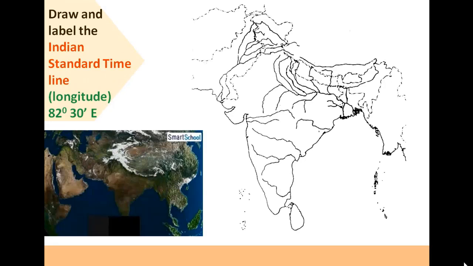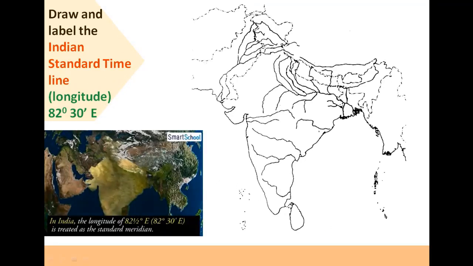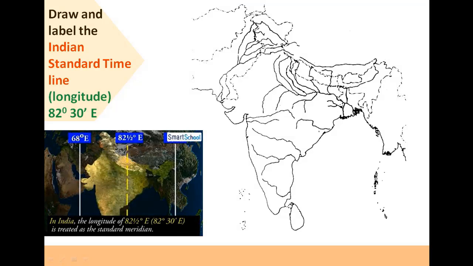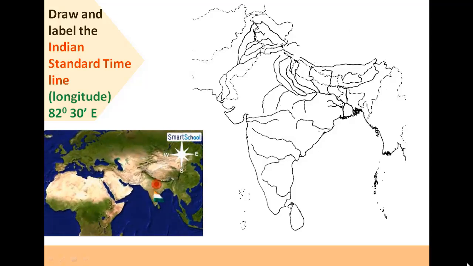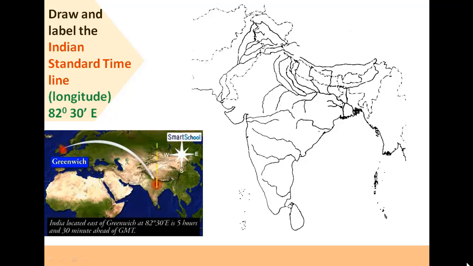Before you draw this line on the map of India, we'll watch a small video clip to understand what IST is. In India, the longitude of 82 degrees 30 minutes east is treated as the standard meridian. The local time at this meridian is taken as the standard time for the whole country. It is known as the Indian Standard Time or IST. Now we'll see the time difference between India and the UK, Greenwich. India, located east of Greenwich at 82 degrees 30 minutes east, is 5 hours and 30 minutes ahead of GMT.